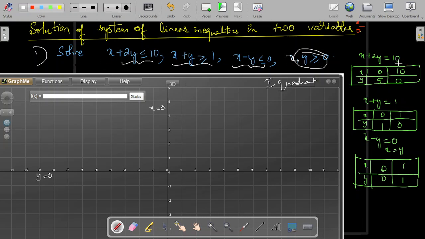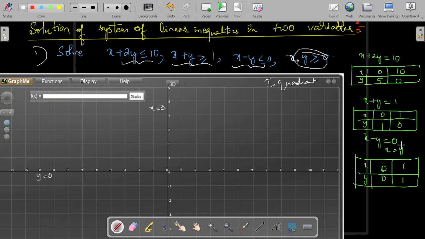So you have to write the corresponding equations. Let me write that. x plus 2y equal to 10, x plus y equal to 1, and x minus y equal to 0. These are the corresponding equations. So let us draw the corresponding lines now. When x is 0, y equal to 5; when y is 0, x equal to 10. Okay, x plus y equal to 1: when x is 0, y equal to 1; when y is 0, x equal to 1.